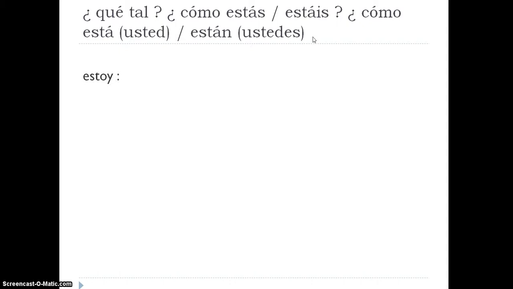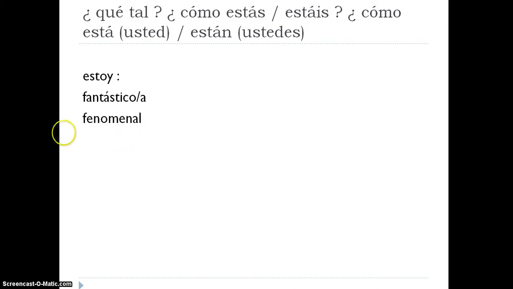So we might say estoy, and we use this verb, we'll have a look at the verb in a minute, but estoy meaning I am, but this is for non-permanent states. So you might not always be like this. So estoy fantástico. And if you're a girl, you change the O to an A. Fantástica.